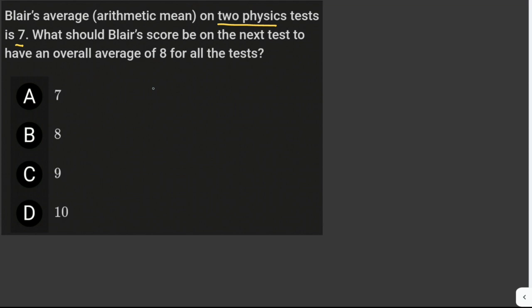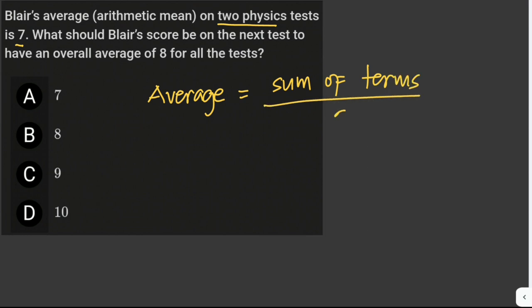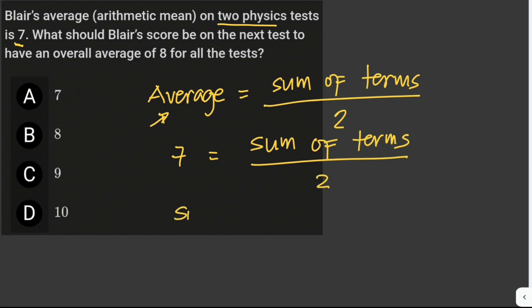So that would be the average equals the sum of terms. In this case, we have 2, so we divide it by 2. And we're given here the average, which is 7. We just have to plug in 7 here. So that would be 7 equals the sum of terms divided by 2. Therefore, the sum of terms is equal to 14.